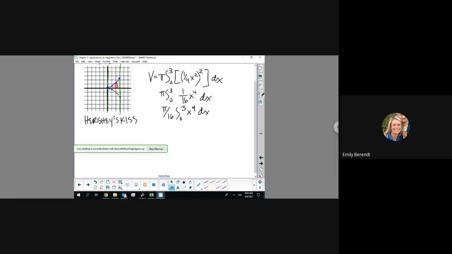So add 1 and divide by it, and you have x to the 5th over 5. But then that needs to get multiplied by the 1/16, which gives you a denominator of 80. So you're going to have pi over 80 in front of x to the 5th evaluated from 0 to 3. Plug in the upper bound, the 0 will wipe out the other one, and that will give us 243 pi over 80 cubic units.